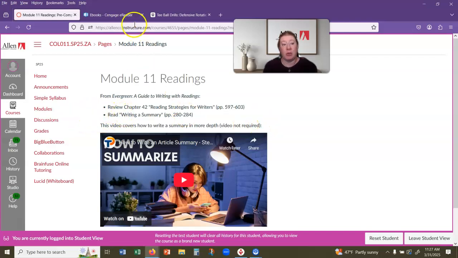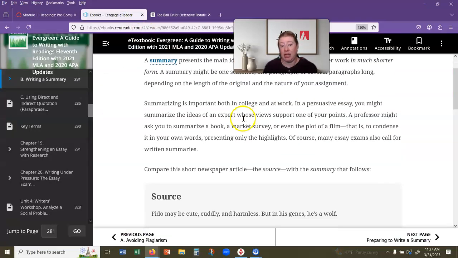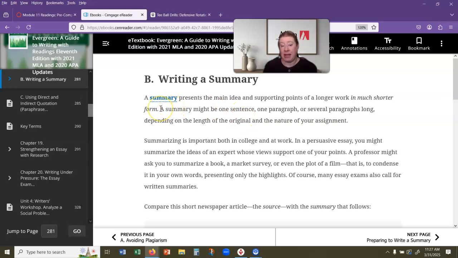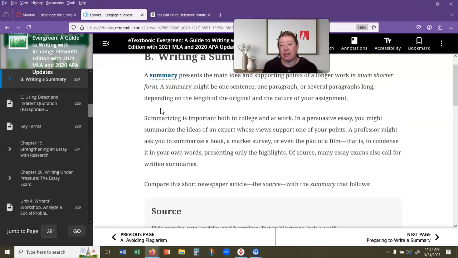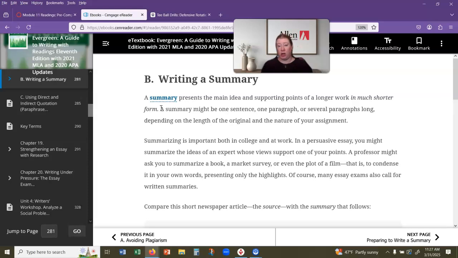And then I also want you to take a look at a page in the book on writing a summary. The idea with a summary is that you take a long work and you make it much shorter. So you would take a whole article and you would summarize it into a couple of sentences.